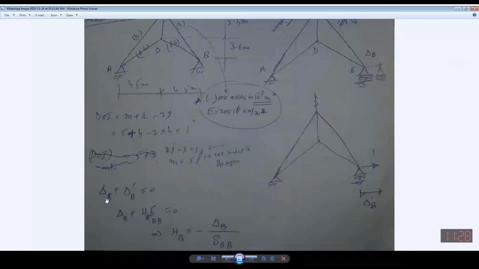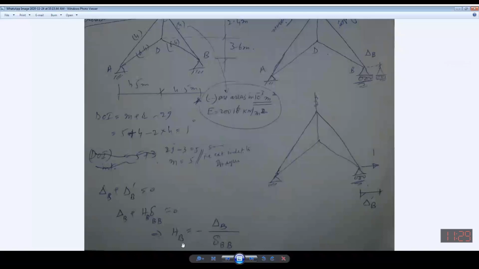Both of these displacements must nullify each other. So as I have taken this towards right, this has also been taken towards right. So both will be summed up, and HB will be negative. So this is delta B over delta BB. So you can find it out. Let me know what will be the value of HB.